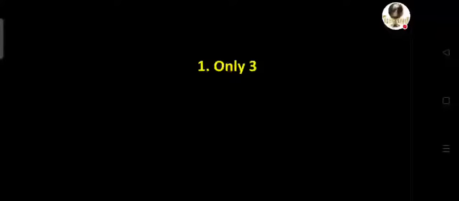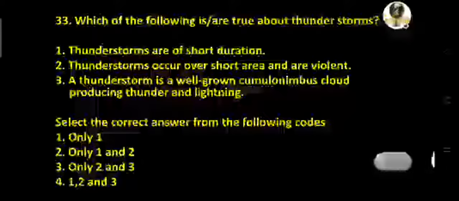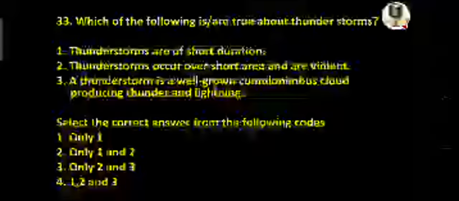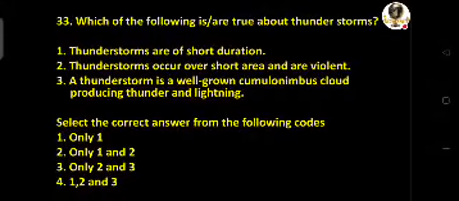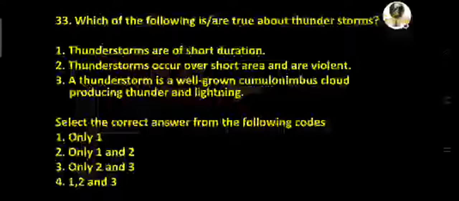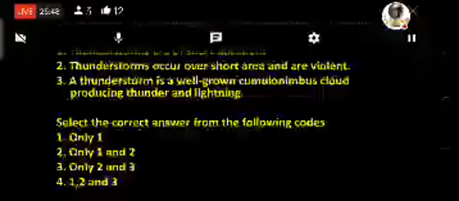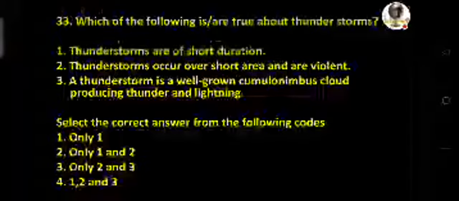Every time there are such questions in UPSC and NTA NET. Which of the following is true about the thunderstorm? Statement 1: thunderstorms are of short duration. Statement 2: thunderstorms occur over a small area and are violent. Statement 3: a thunderstorm is a growing cumulus cloud producing thunder and lightning. This is very important.